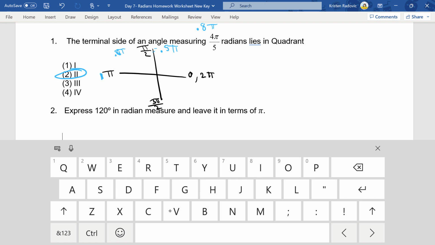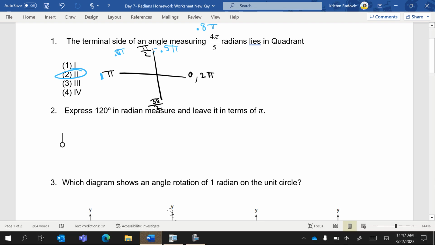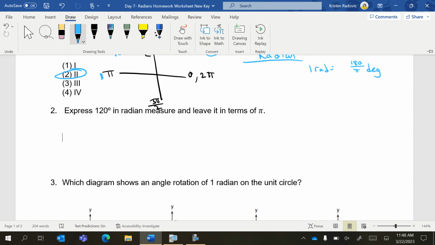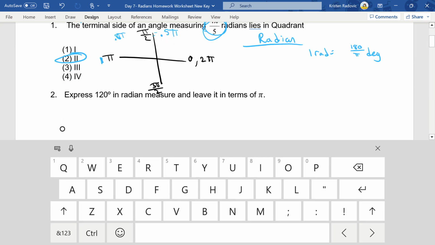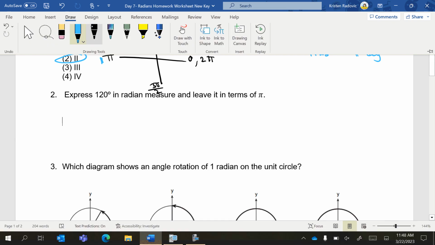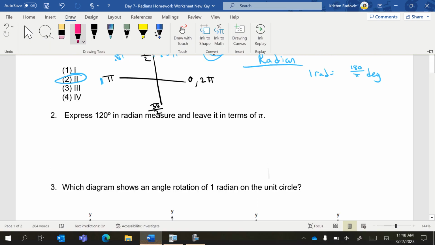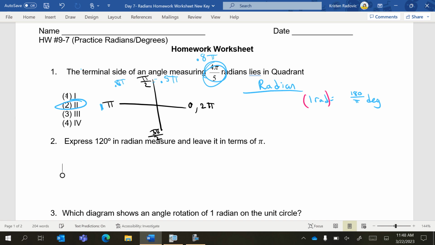If you don't like it like that, then you're going to have to convert to degrees. Because you are given radians, you are going to use the radian formula. And on your reference sheet, the radian formula says 1 radian equals 180 over pi degrees. The problem is that you don't have 1 radian, you have 4 pi over 5 radians. So we need to adjust this formula to fit what you need. And I'm going to multiply both sides by 4 pi over 5.